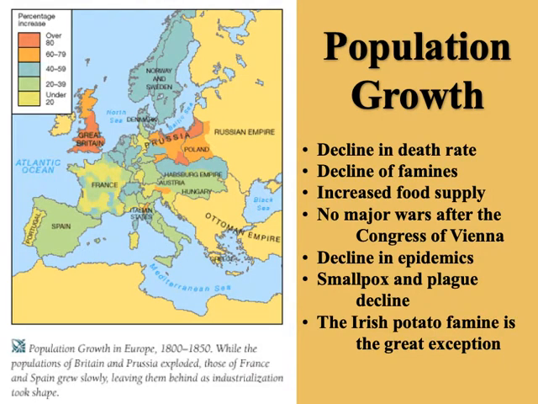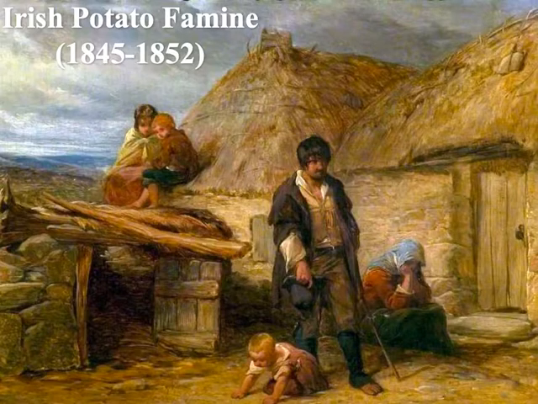The only exception to this great population growth in 19th century Europe is the Irish potato famine. Ireland remained a poor country, really a colony of Great Britain, with wealthy British landowners coming to Ireland, colonizing the island of Ireland, and employing the Irish as workers on their farms and fields.